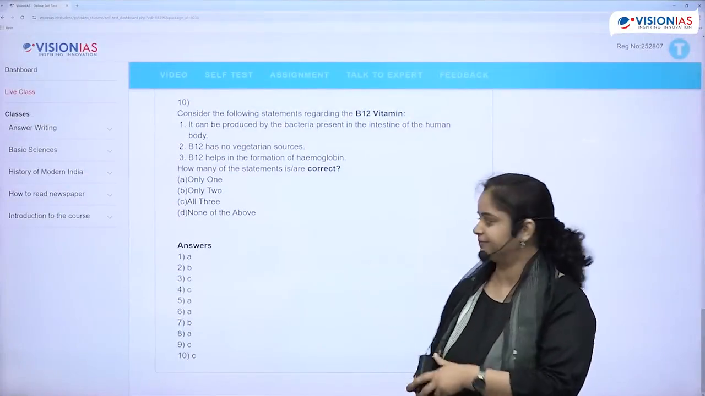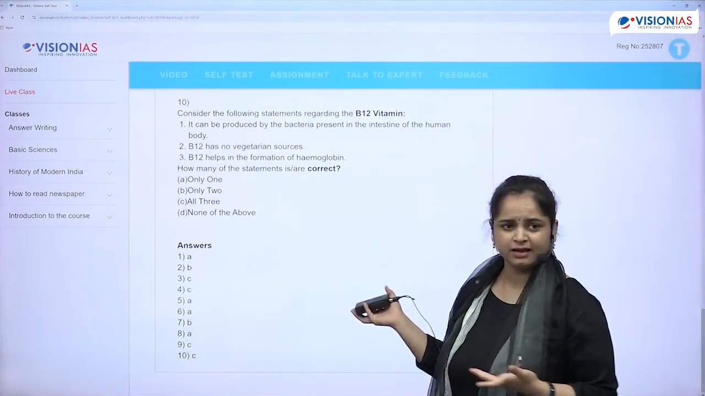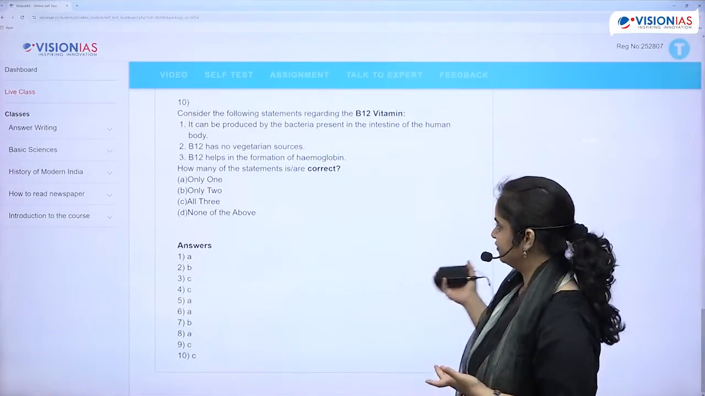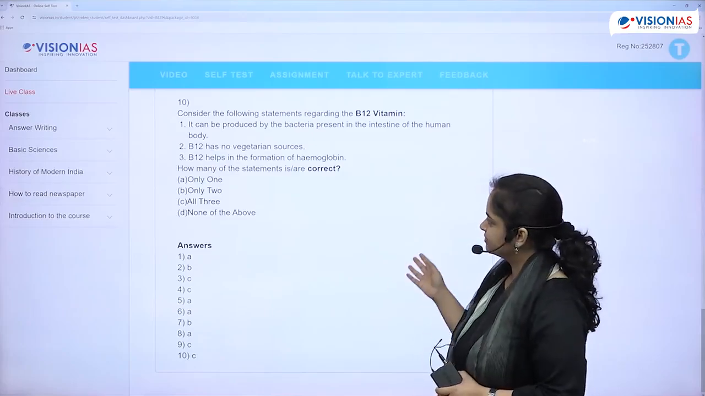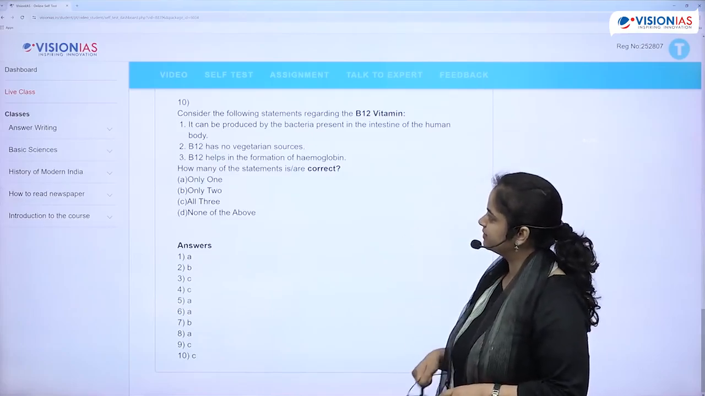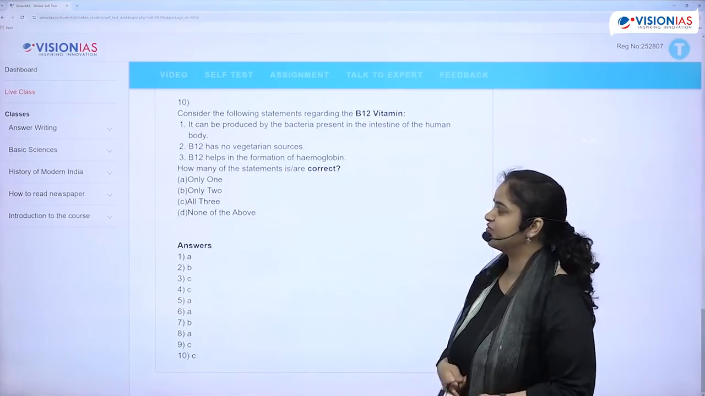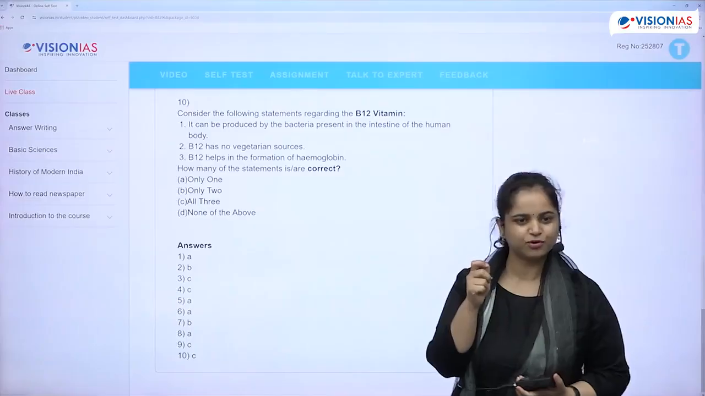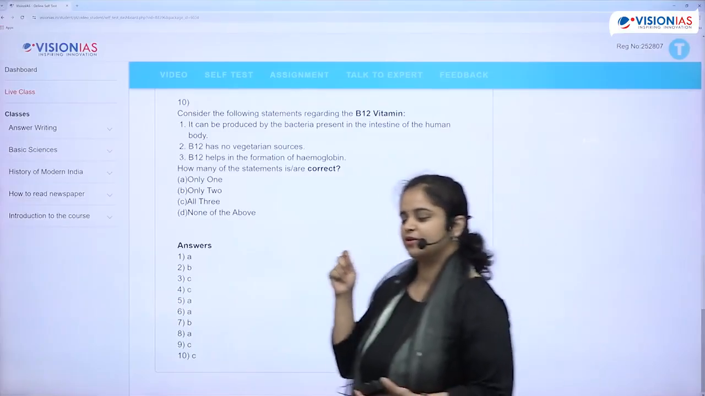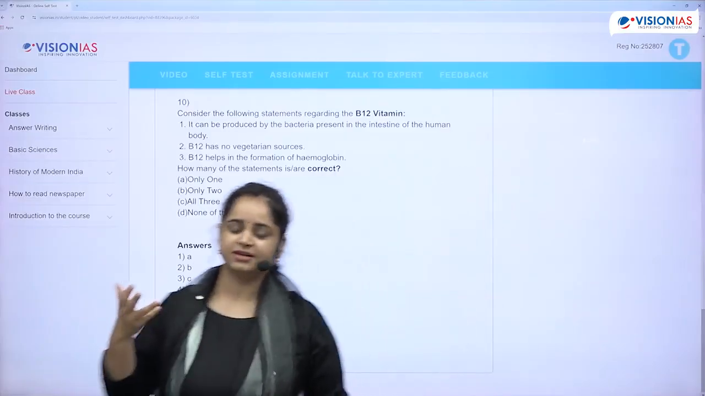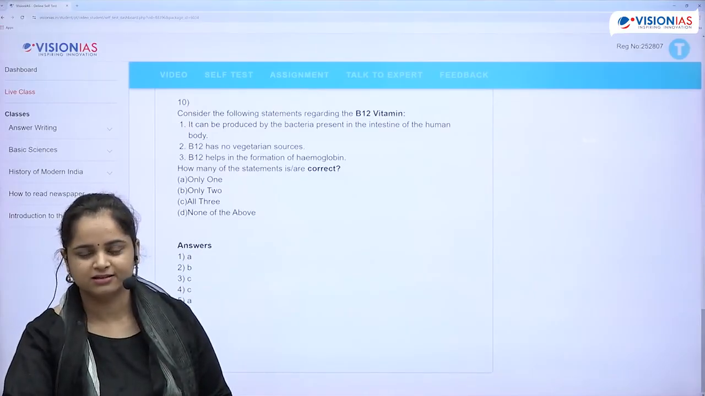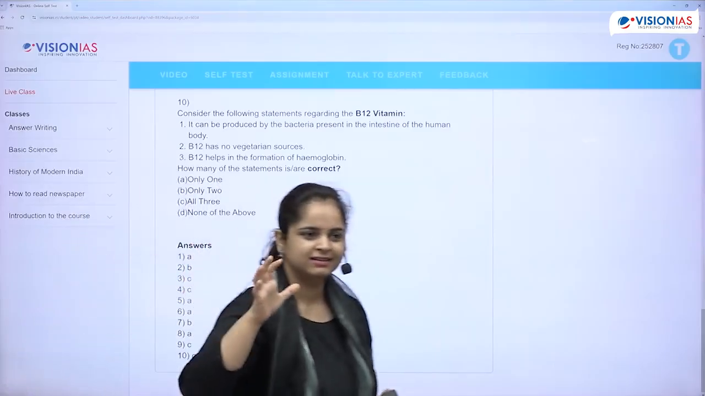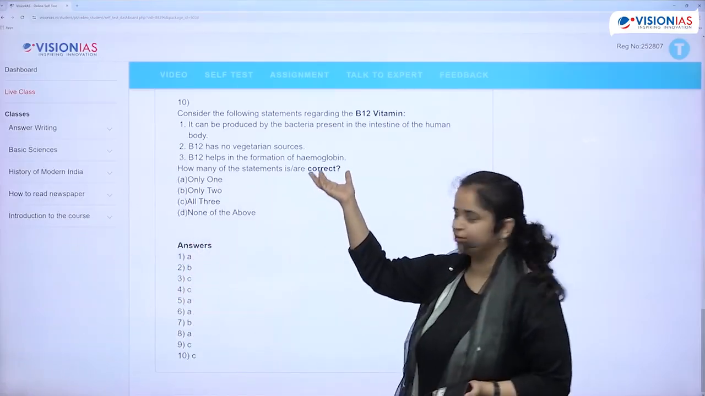Okay, so I think there's some confusion in this question number 10 as I've been asked. The statement which is saying B12 has no vegetarian sources is a slight point of confusion here because there is this interpretation that milk is vegetarian. Okay, so if you think like that, then there's going to be some point of confusion.